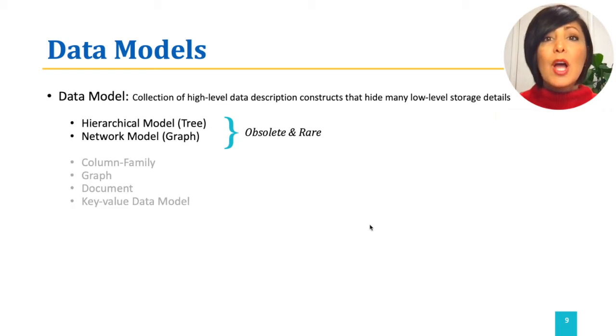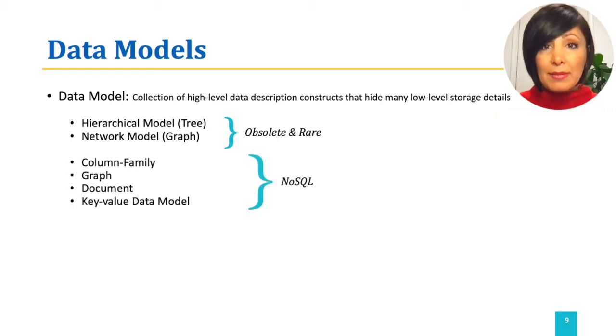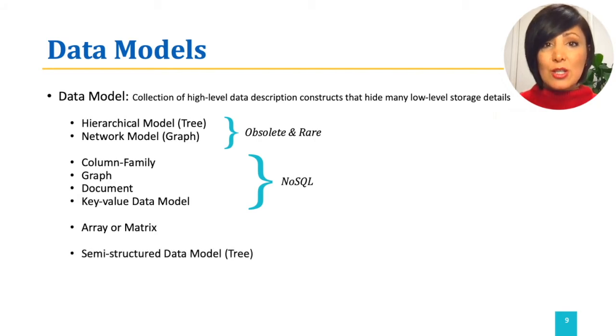We will also briefly discuss column family, graph, document, and key value stores that are currently used in NoSQL databases, or arrays and matrices used in machine learning and AI applications, and semi-structured data such as used in XML. However, throughout this course, our focus is on the relational data model.